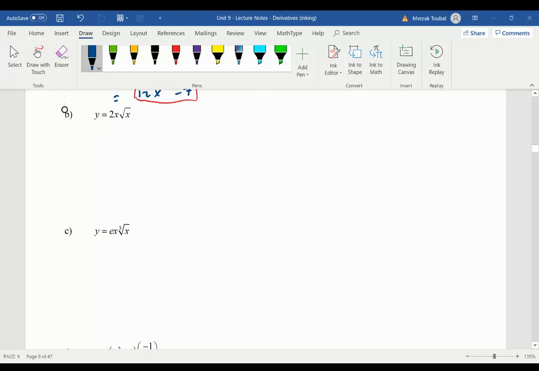Example B. So y prime equals the derivative of 2x times square root of x. Now, we can hold on to the 2 as a common factor. So we're going to apply the product rule formula on x and square root of x. Let's write square root of x as x to the 1/2. Okay, so we hold on to the 2, and then we take the derivative of x times square root of x, but square root of x is the same as x to the 1/2.